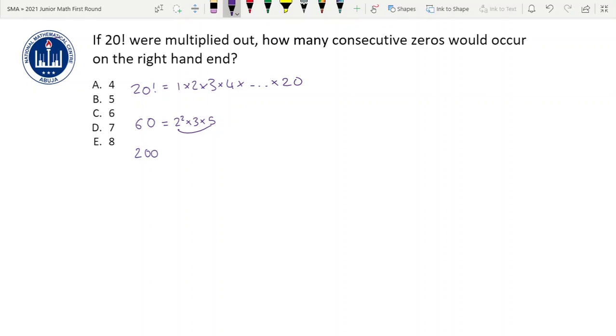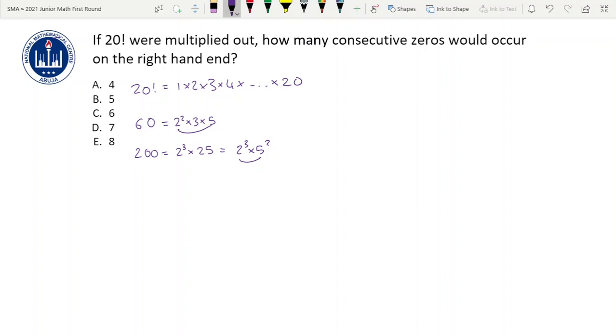If you look at 200 instead, the prime factorization of 200 is 2 cubed times 25. We can write 25 as 5 squared. So we'll write it as 2 cubed times 5 squared. So the reason why 200 has 2 zeros at the end is because 2 2's here and 2 5's here multiplied each other in pairs. So the first 2 and 5 multiplied each other to give 10, and the other 2 and 5 multiplied each other to give 10. And those two 10's now become zeros at the end of the product that we have.